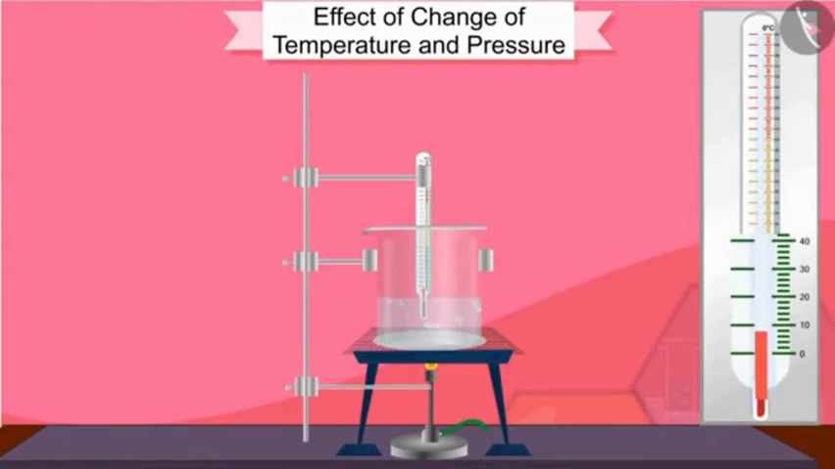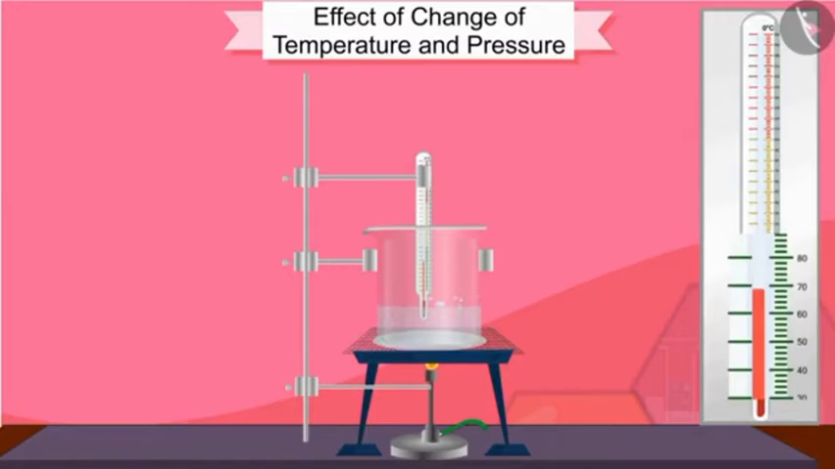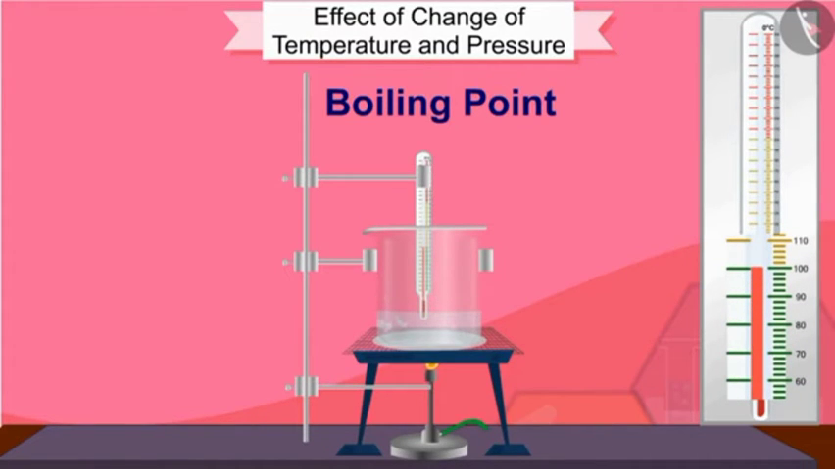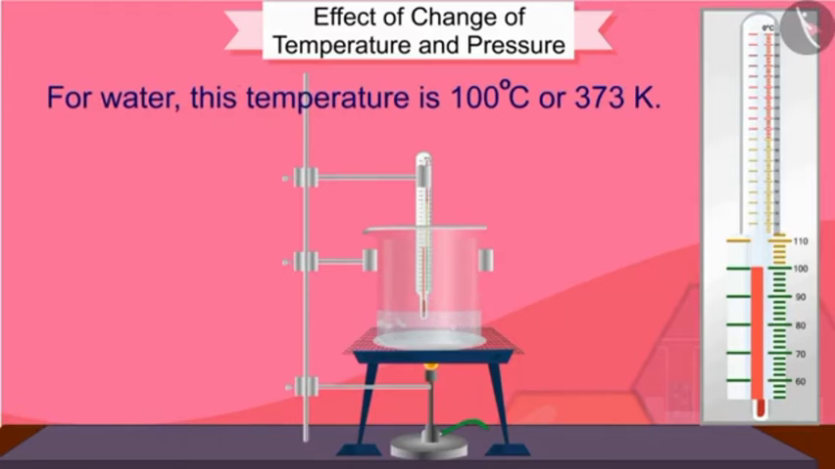The temperature at which the liquid starts boiling at atmospheric pressure is called its boiling point. Boiling is a bulk phenomenon. Particles from the bulk of the liquid gain enough energy to change into the vapor state. For water, this temperature is 100 degrees Celsius or 373 Kelvin.